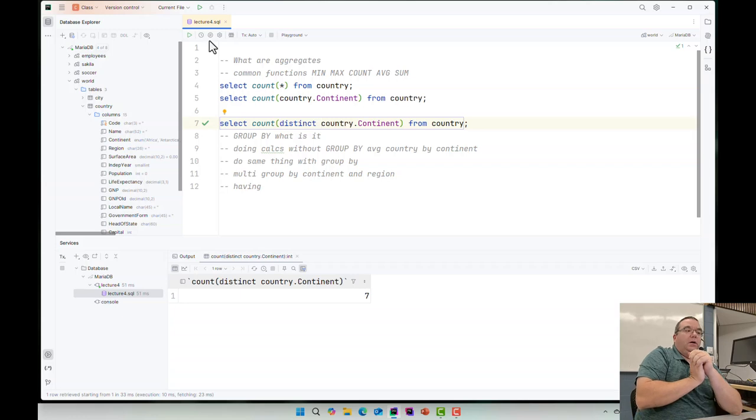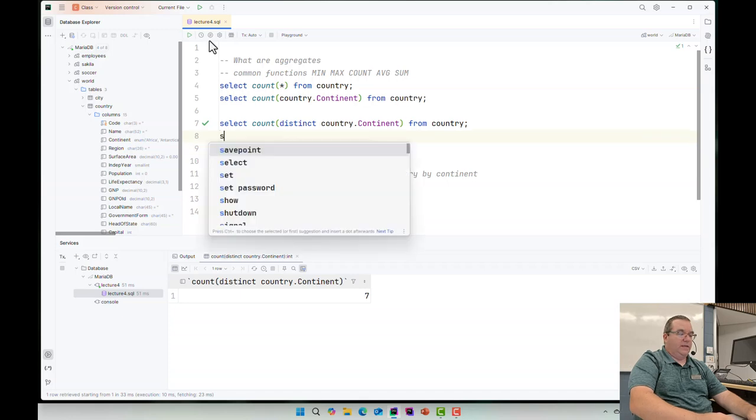So you can count all the rows, or you can count the distinct values of a given column. What count distinct does is it looks at all the different values and only counts them once for each time they appear. So it tells you how many unique values there are. It's a useful little query.